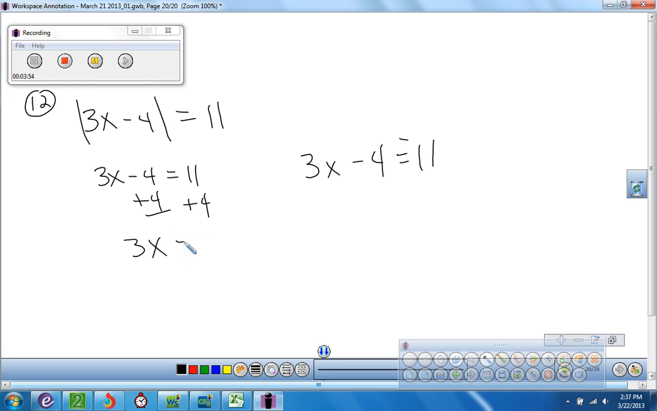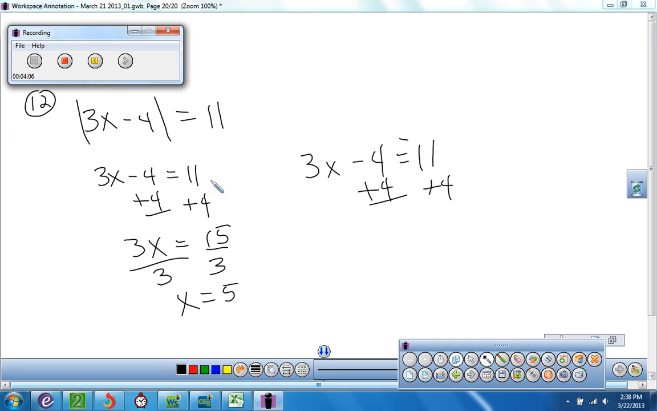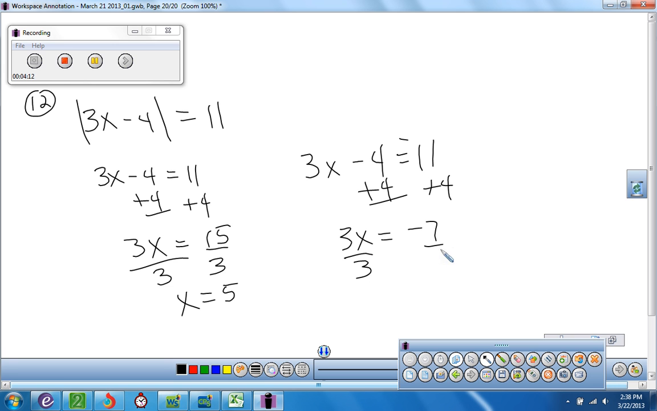So we get 3x is equal to 15. Divide both sides by 3. So x could be 5. Then we'll add 4 here, so we get 3x is equal to negative 7. Divide both sides by 3. x could be negative 7/3 as well. So that's how we solve algebraically.